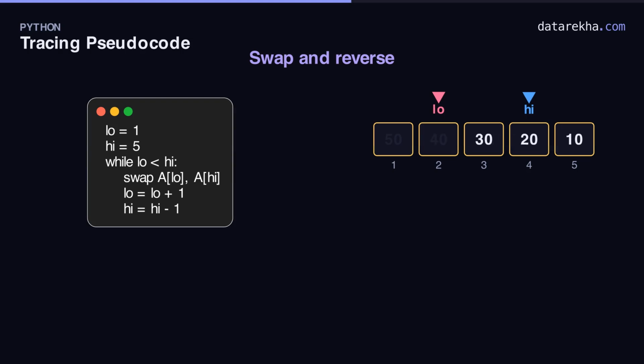Second swap. Trade 20 and 40. Now it reads 50, 40, 30, 20, 10. Low steps to 3, high steps to 3. And now low equals high. They have met in the middle. So low is no longer strictly less than high. And the loop stops. The array is fully reversed: 50, 40, 30, 20, 10. The pointers meeting is the signal to halt.